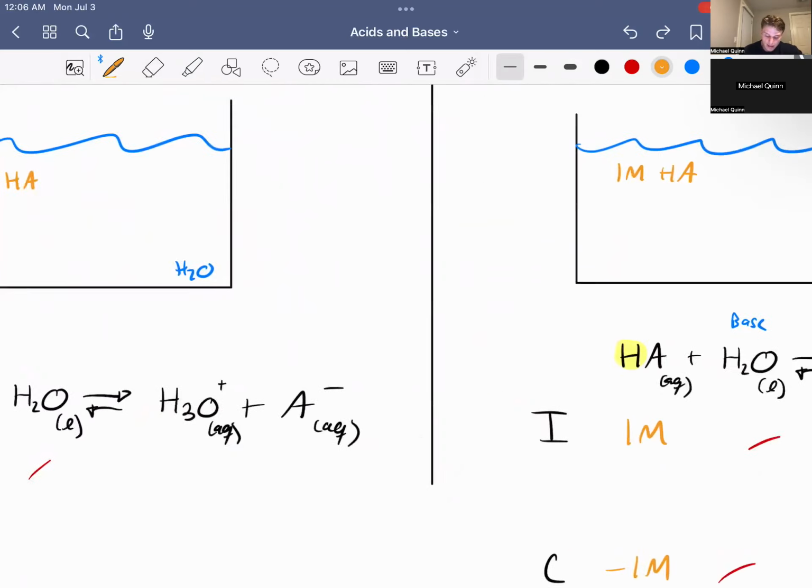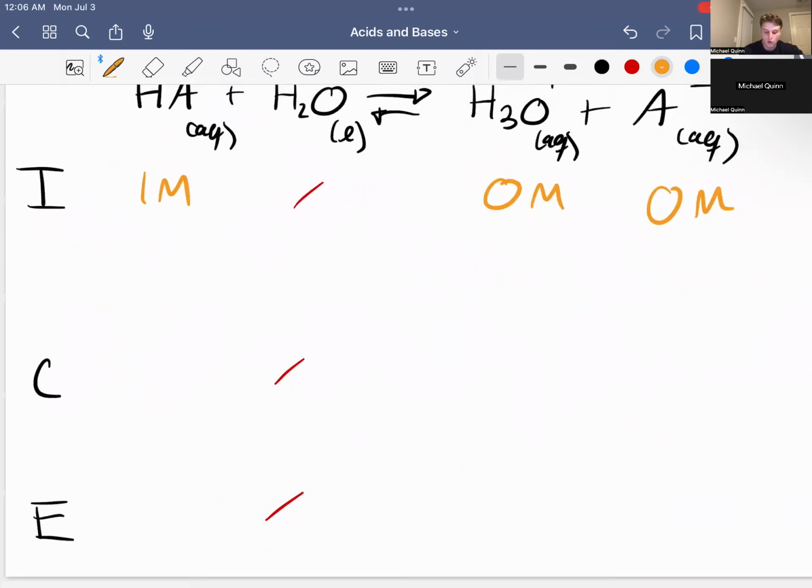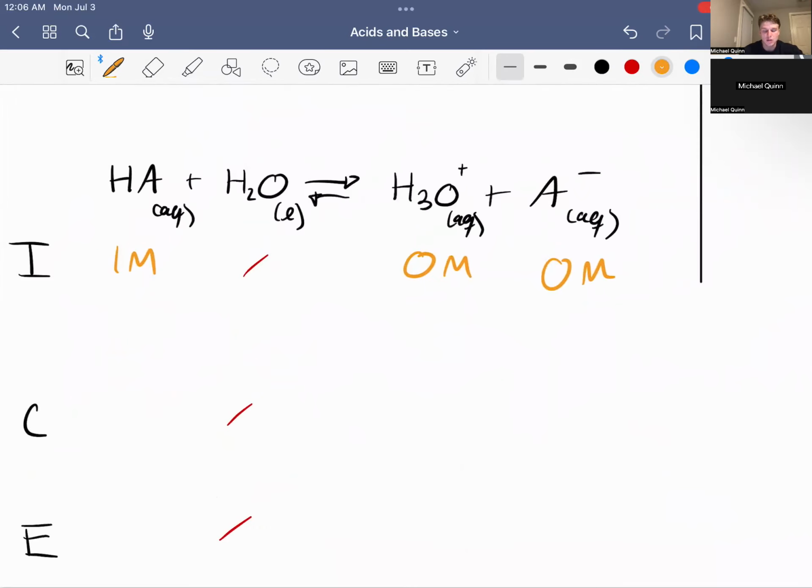So how does it differ for a weak acid? Well, we don't have any hydronium to start off. We don't have any A minus to start off. However, weak acids and bases do not react 100% to completion. That is why I emphasize this so much in previous videos, so that when we solve problems using an ice table, we do not make this mistake.